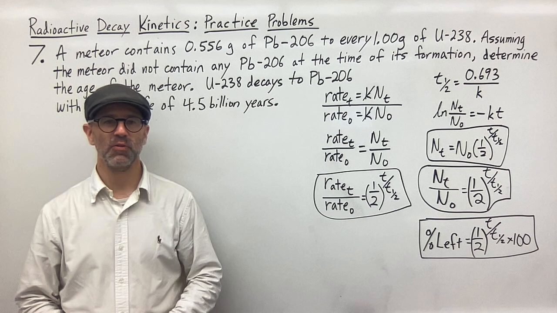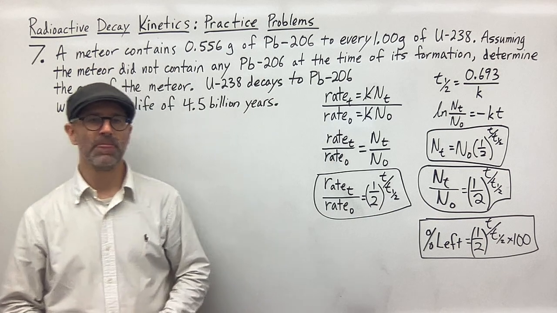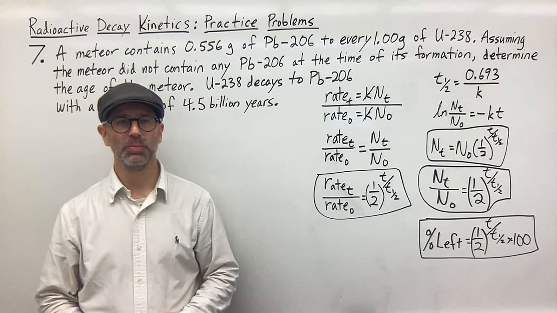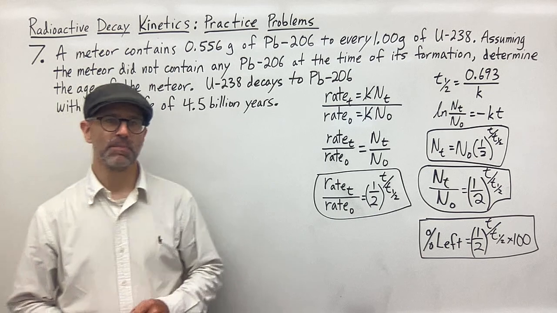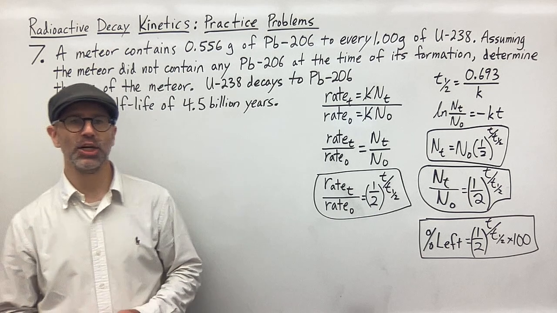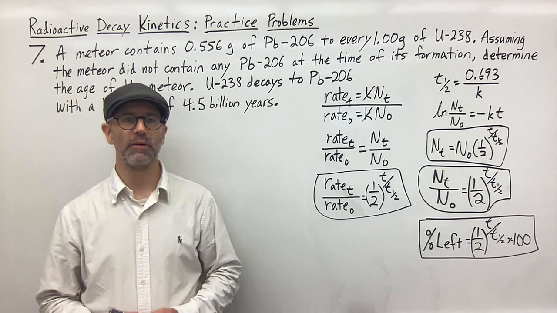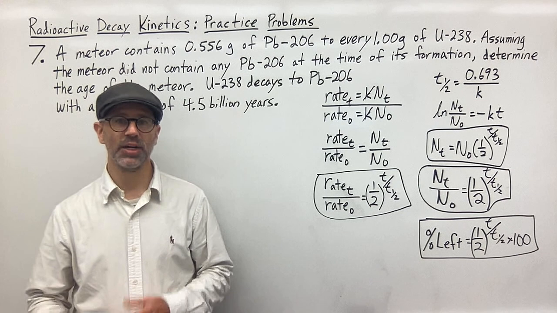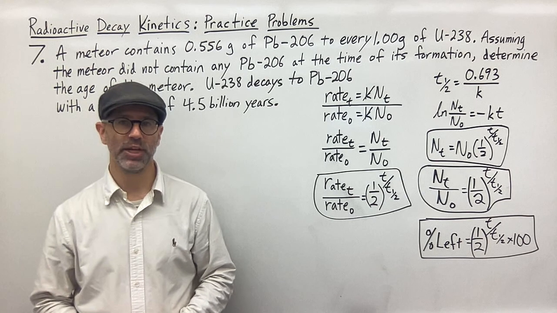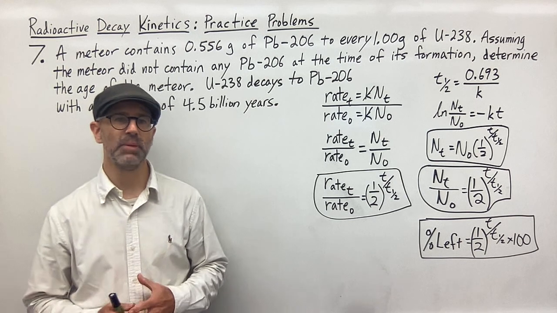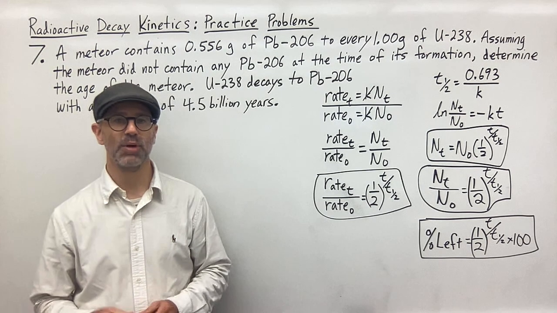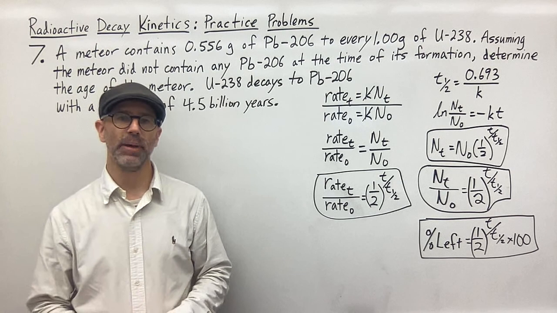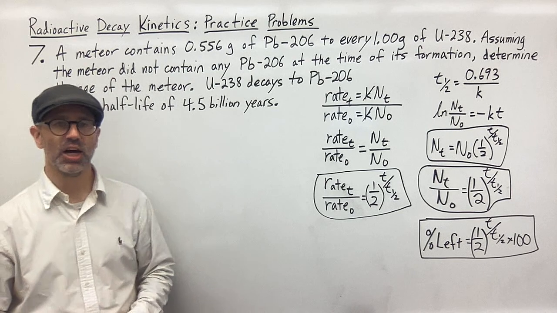My name is Mr. Cobalt, and in this video I'm going to be going over how to apply radioactive decay kinetics to this particular problem. So this one's a little bit tricky. In this problem we have a meteor that contains 0.556 grams of lead 206 for every 1 gram of uranium 238. So if we assume that the meteor did not contain any lead whatsoever, or lead 206 to be exact, at the time of its formation, determine the age of the meteor.